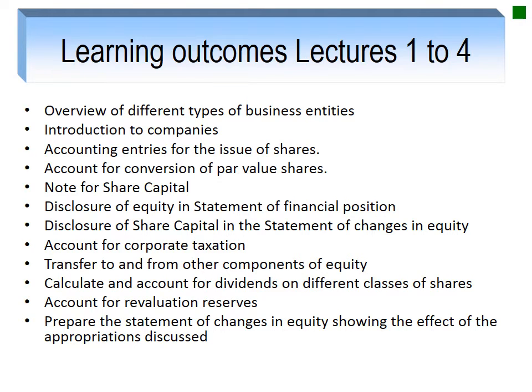So these are the learning outcomes of the 4 lectures on companies that we've had so far. We've looked at an overview of the different types of business entities. Then we did an introduction to companies. The important thing to remember about companies is that the business is now separate from the owners. It's a separate legal entity, which means that the owners now cannot be held legally responsible except in certain instances, which you don't need to worry about for this course. It means that the owners can't be held responsible for the debts of the business, and it means the company is a legal entity in its own right.